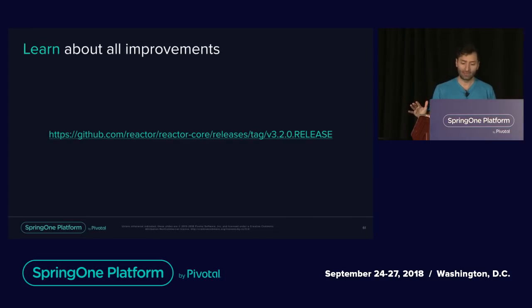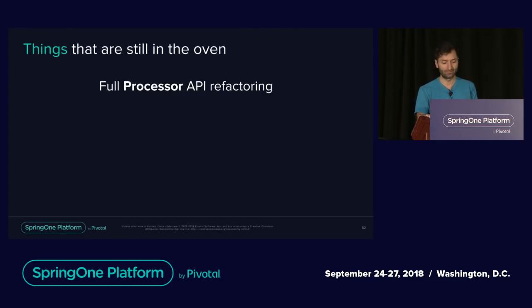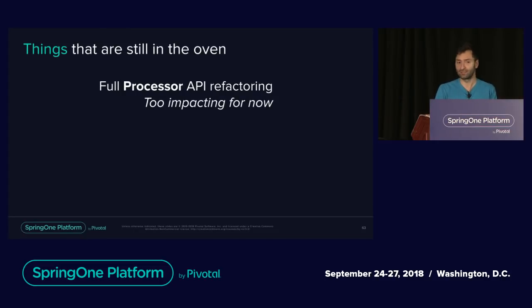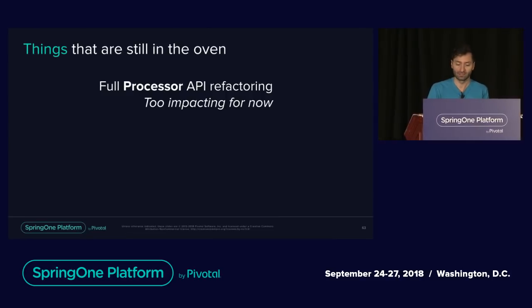I'm not going to go over everything we have in Reactor now, but it's important to see the well-prepared release notes. We try to do that for every Reactor Core version. You have a full list of big changes and less big changes as well. And we have things still in the oven. We will try to provide them in the next major version. We think about a full refactor of the processor API, but we decided it was just too impacting for now.